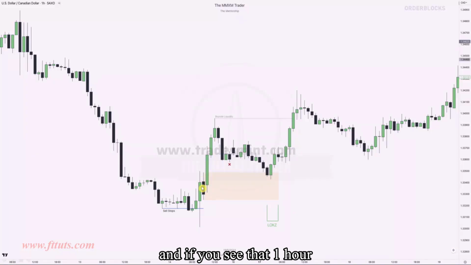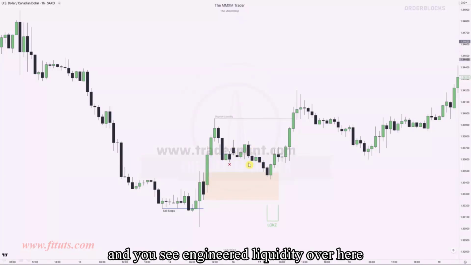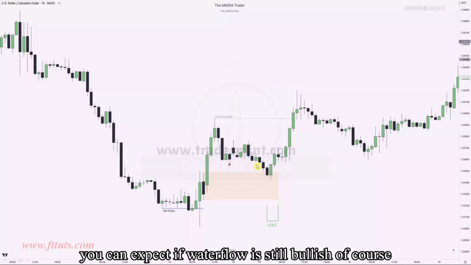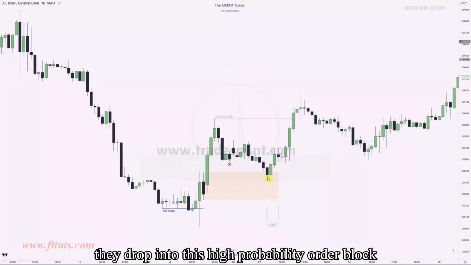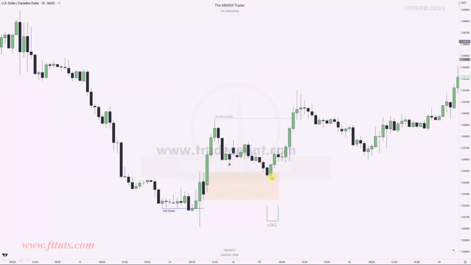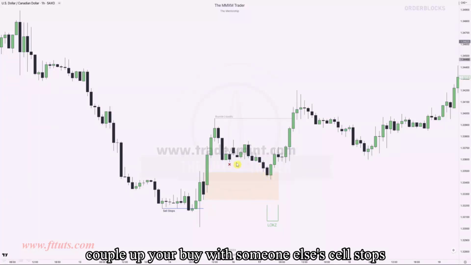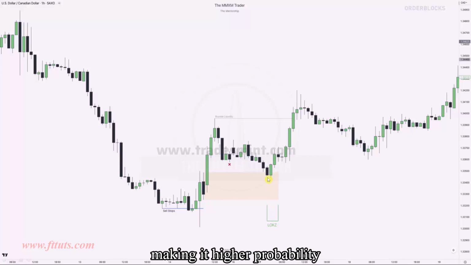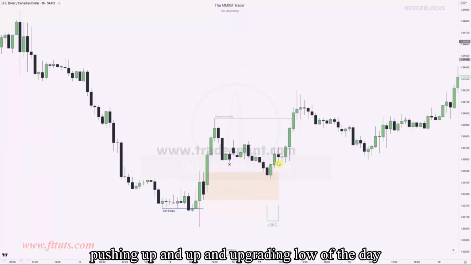And if you see that 1 hour order block created the previous day and you see engineered liquidity over here, right? These lows, this failure swing down here, you can expect, if order flow is still bullish, of course, they drop into this high probability order block, taking out those sell stops, and you can couple up your buy with someone else's sell stops, making it higher probability. The correct time, right? London kill zone, pushing up and up and up, creating low of the day.